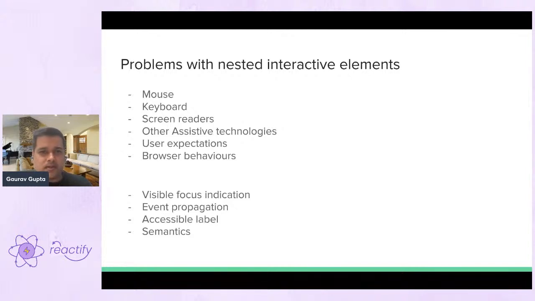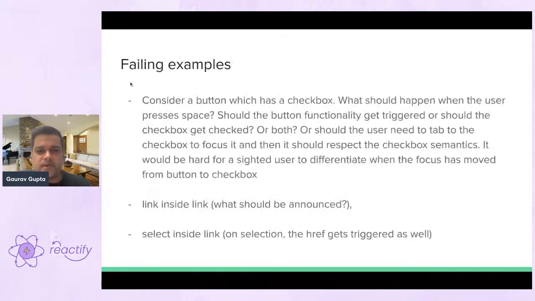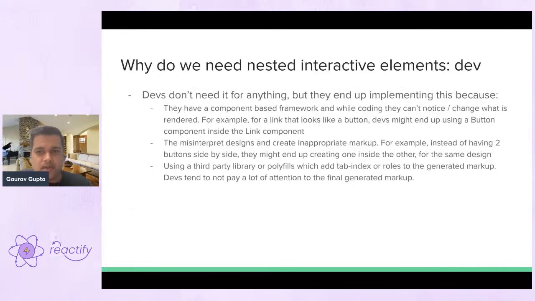Also, I'll just go to the next slide. We have already talked about these fading examples, so we'll not go through this once again. But let's quickly get an understanding of why we end up with nested interactive elements. There are two parties involved in it.